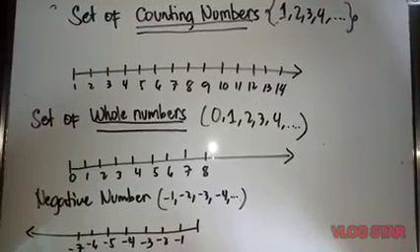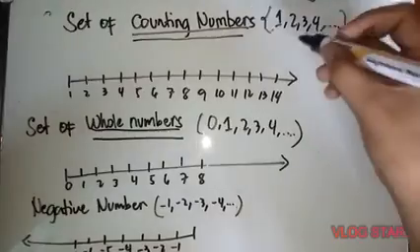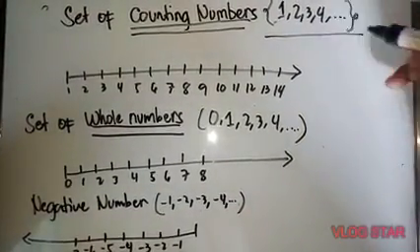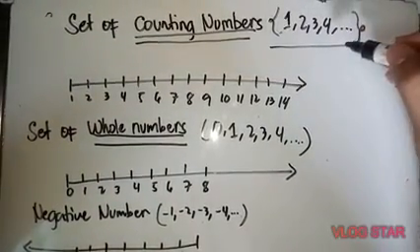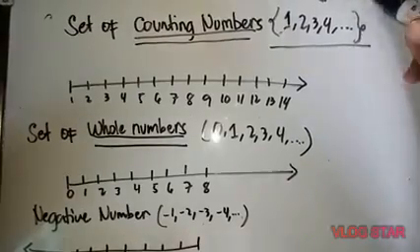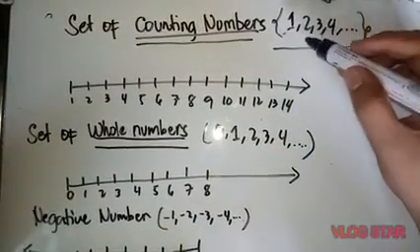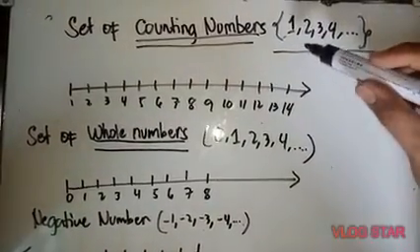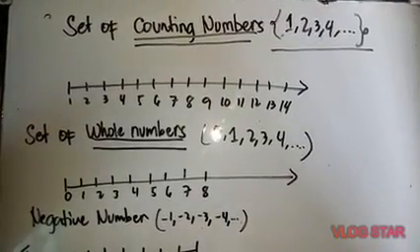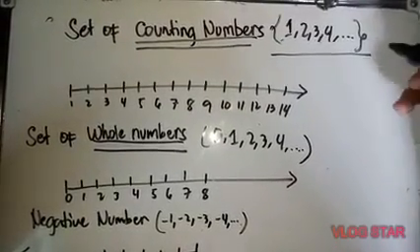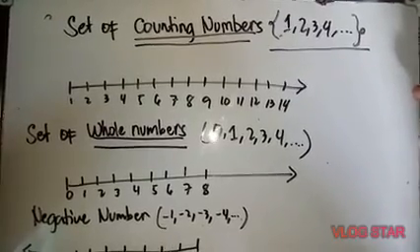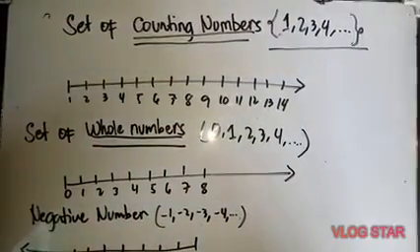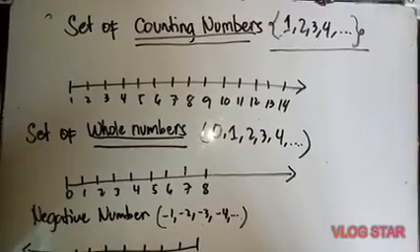So using set notation, just like this one, it is read as the set of counting numbers and so on. Okay, using set notation, you will read this as the set of counting numbers from 1, 2, 3, and 4, and so on. And that is counting numbers. So from 1 up to the end, or so on.